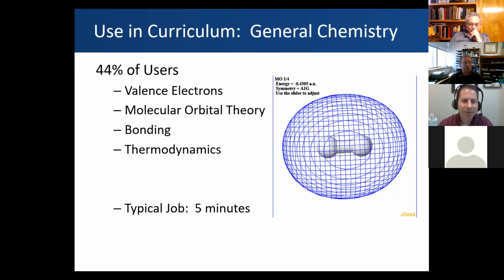So about half our users use it in general chemistry, and you can do a lot of things in chemistry with computational chemistry without even understanding what the Schrodinger equation is, which is what the computers are solving. So you can look at valence electrons. There's a POGIL PChem lab group, the process-oriented guided inquiry learning lab, where they look at valence electrons.